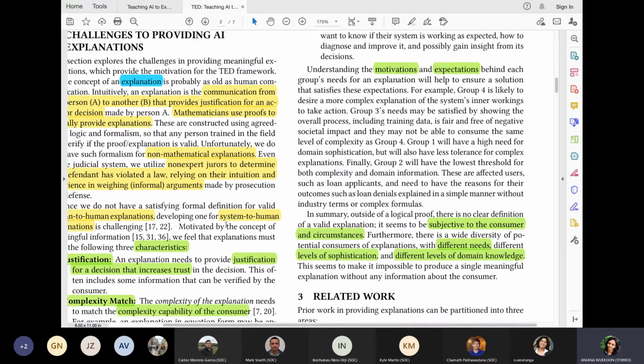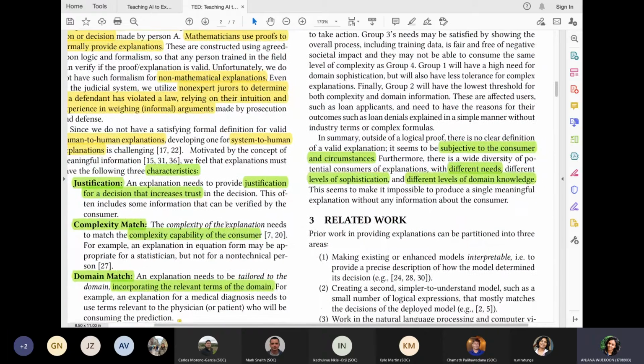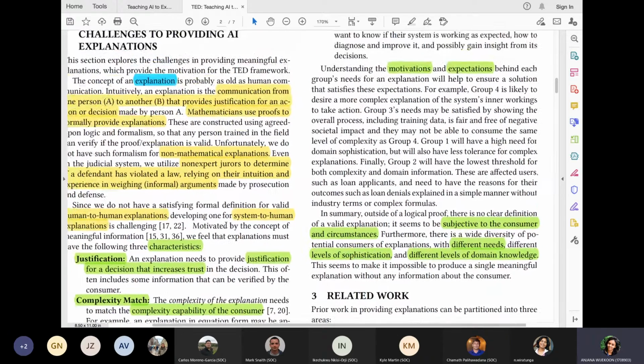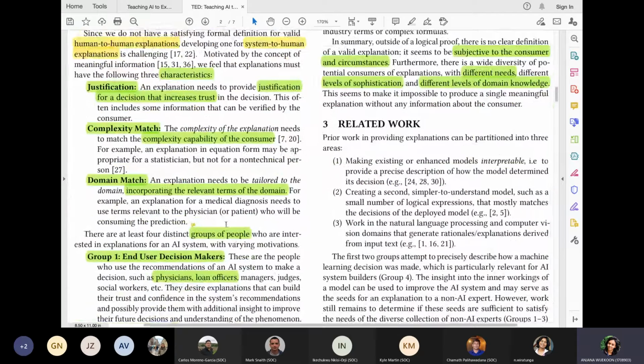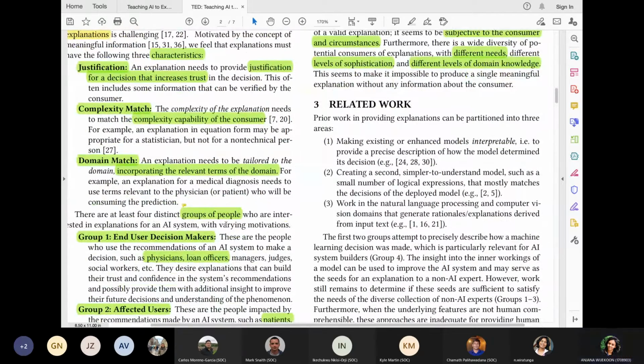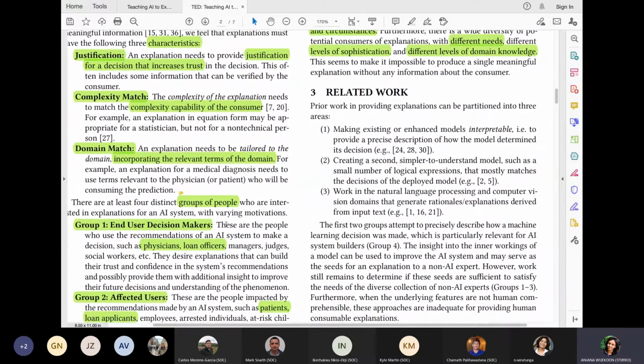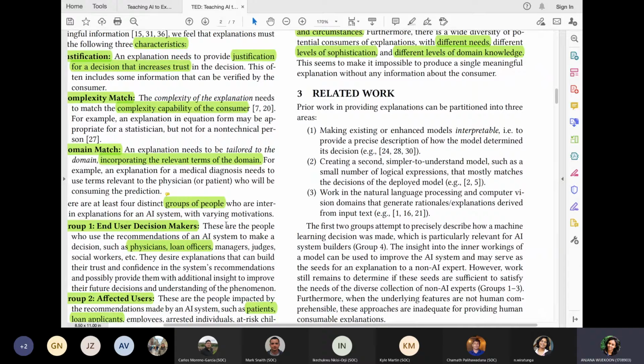So they kind of rephrase this justification, complexity match, and domain match, saying they have different needs with different levels of sophistication and different levels of domain knowledge that we need to match when we are providing a useful explanation. What I wanted to highlight is that their breakdown of characteristics and uses, they kind of refer to other papers, but it's kind of different from what we have seen in survey papers earlier.